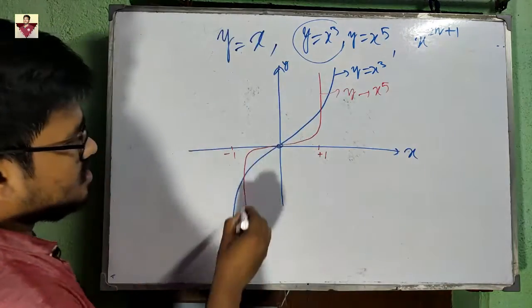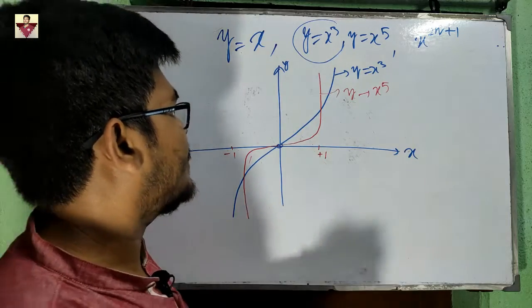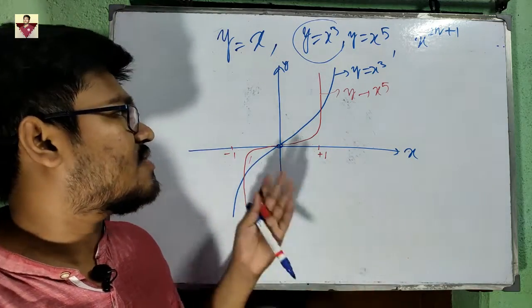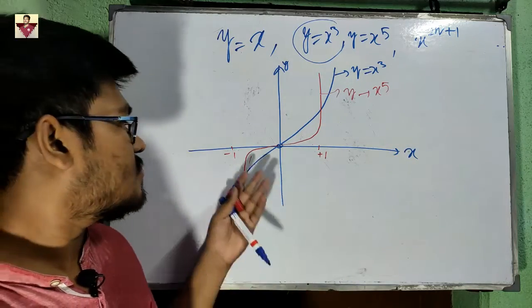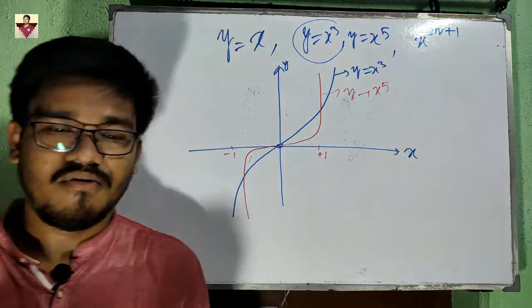So as you can see, this will be some more curve. I have drawn it like a straight line. So as you can see, you can plot x to the power 7, x to the power 9, all this on the same graph. All you need to know, plus and minus 1, those regions you need to be careful.